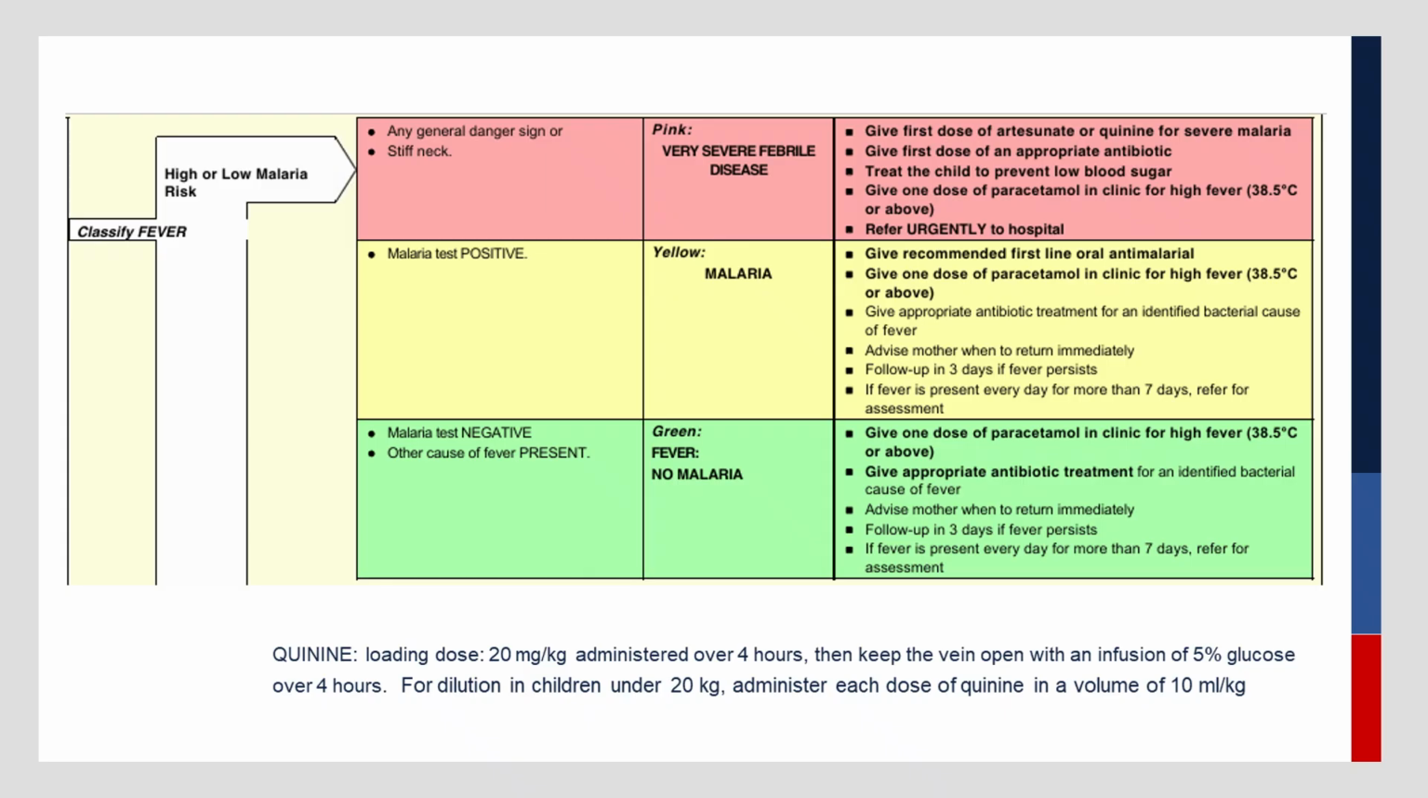So over here, when we discuss that if there is a danger sign and there's stiff neck and you suspect that this is a severe febrile illness, give the first dose of artesunate or quinine. Quinine is readily available most of the time. The first loading dose is 20 mg per kg, administered over 4 hours. So you're going to pass an IV cannula, start quinine, and then refer the child. You can give glucose, we have already discussed.